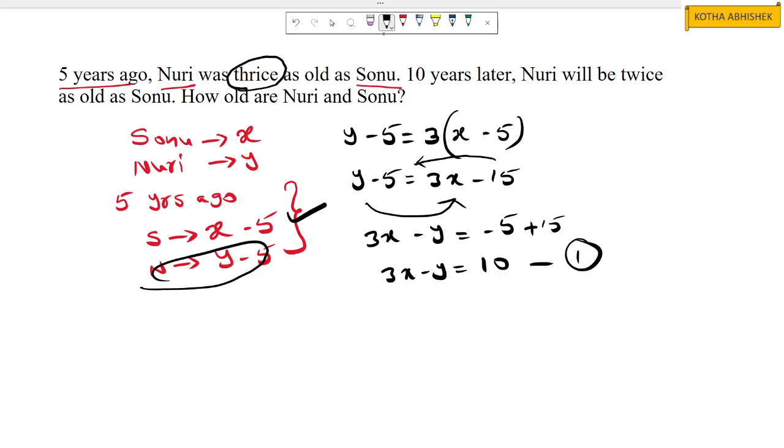Now the second equation then. 10 years later, after 10 years. Many times the word later will be replaced with hence also. So hence is nothing but after, again. So 10 years later, that is after 10 years. Let us check what will happen after 10 years then.